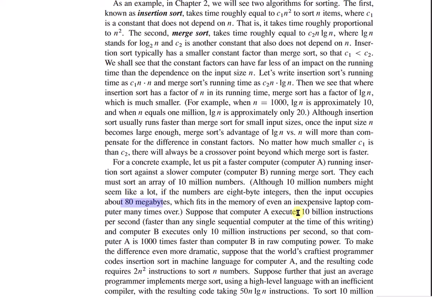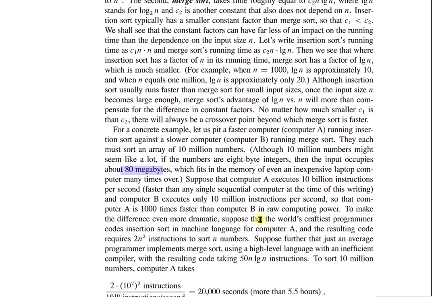Suppose that computer A executes 10 billion instructions per second, faster than any single sequential computer at the point of this writing. This book was written in 2009, of course. And computer B executes only 10 million instructions per second, so that computer A is 1000 times faster than computer B in raw computing power. Instructions per second means the CPU can only execute one instruction at a time, and the more instructions it can process per second, the faster it is.